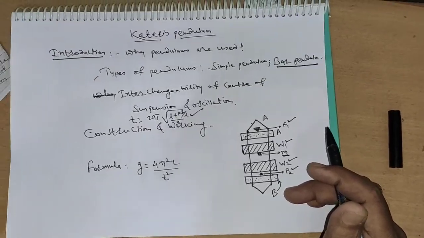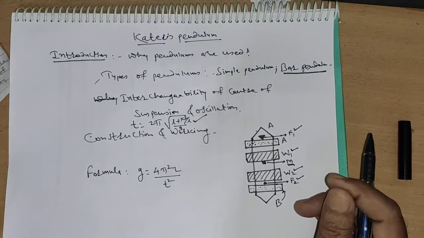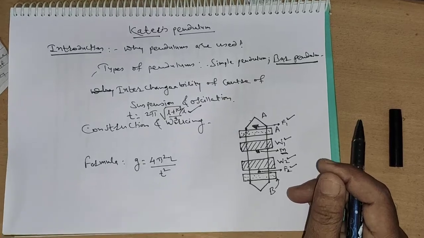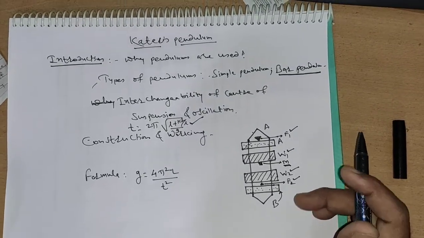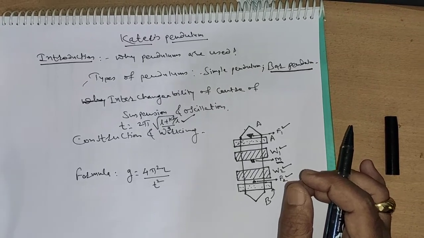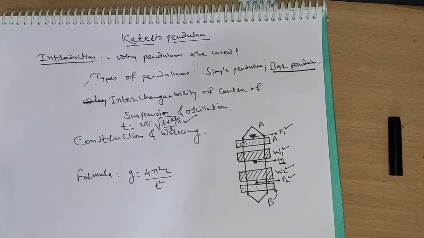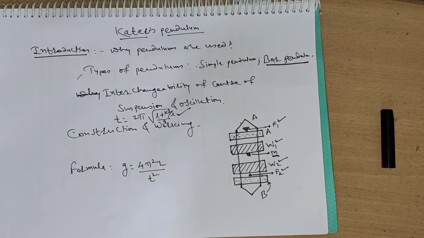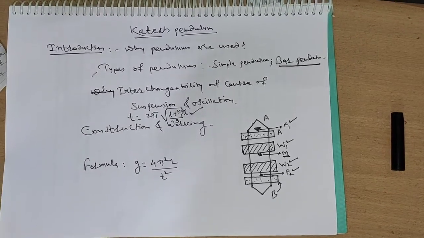The position of the center of gravity of the pendulum can be altered by changing the relative positions of the two weights, their positions being so chosen that the center of gravity always lies between the two knife edges.